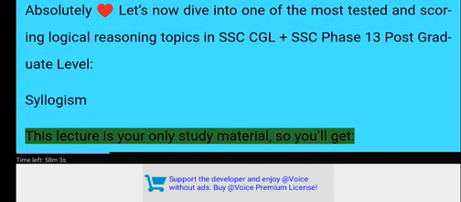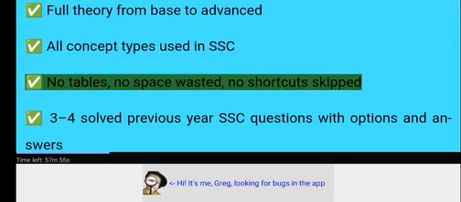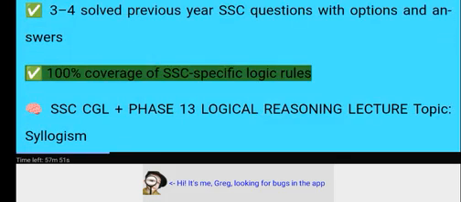This lecture is your only study material, so you'll get full theory from base to advanced, all concept types used in SSC, no tables, no space wasted, no shortcuts skipped, 3 to 4 solved previous year SSC questions with options and answers, and 100% coverage of SSC-specific logic rules.